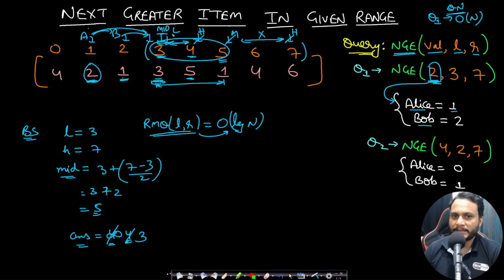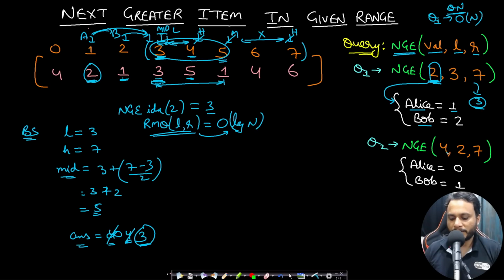Since high is smaller than low, I will stop, and my answer is saying that the leftmost index where I found the value greater than 2 is actually index 3. So I can say the next greater element index of 2 will be equal to 3. At index 3 I found the next greater element of 2. So this is how I will be calculating, right? So the answer in this case will be 3. This is the index, not the value.